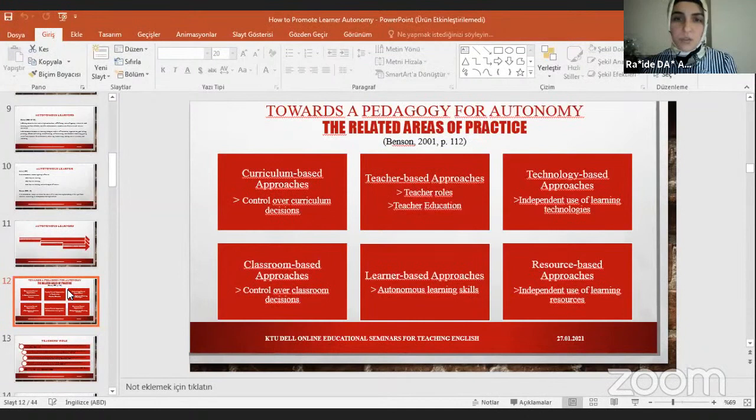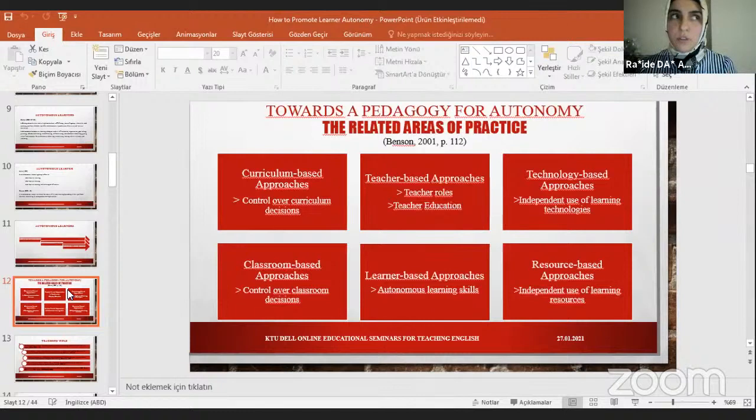And when you have a look at the classroom-based approaches, as practitioners, as teachers, you have control over your classroom decisions, but you should also share this with your students. So how you can do this, we will talk about that as well. And learner-based approaches, it's about helping your learners to become autonomous.